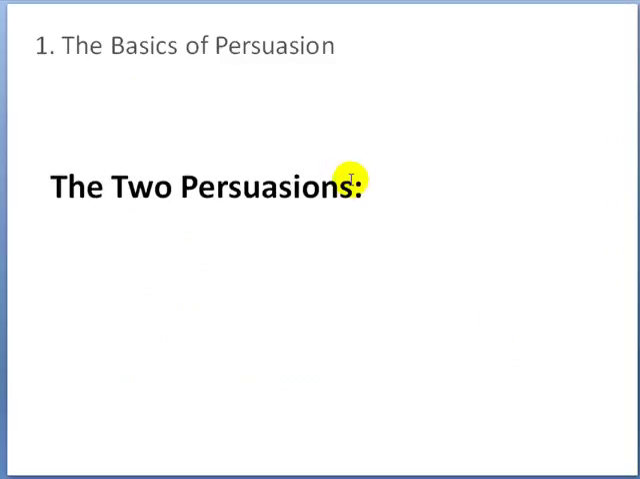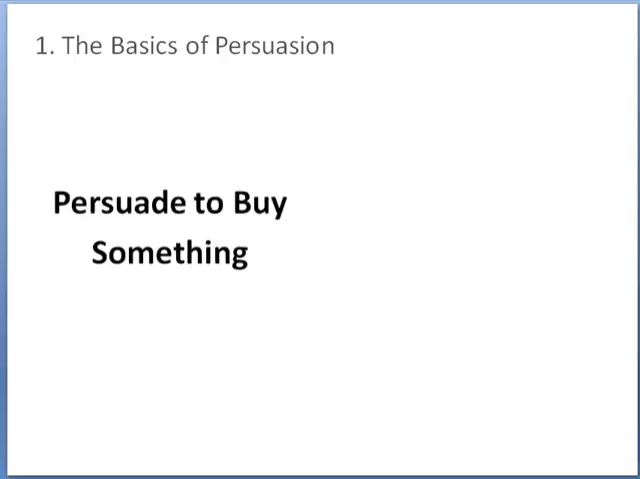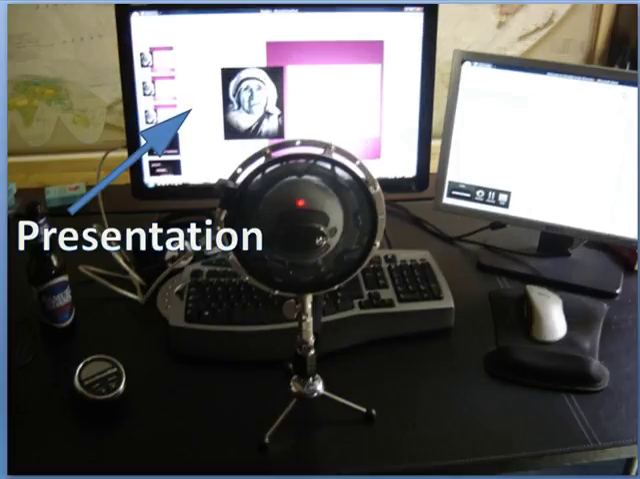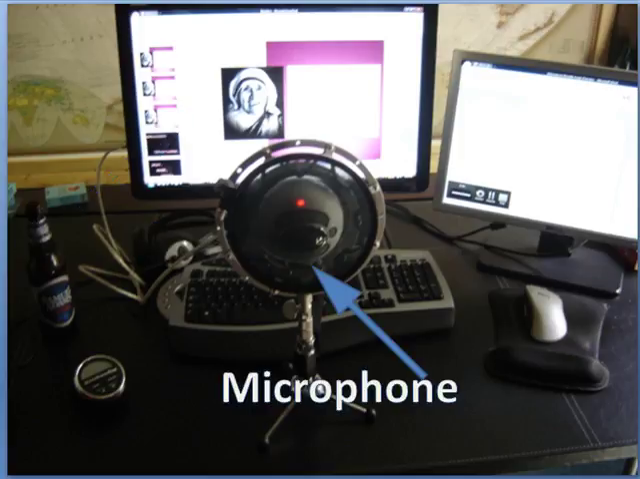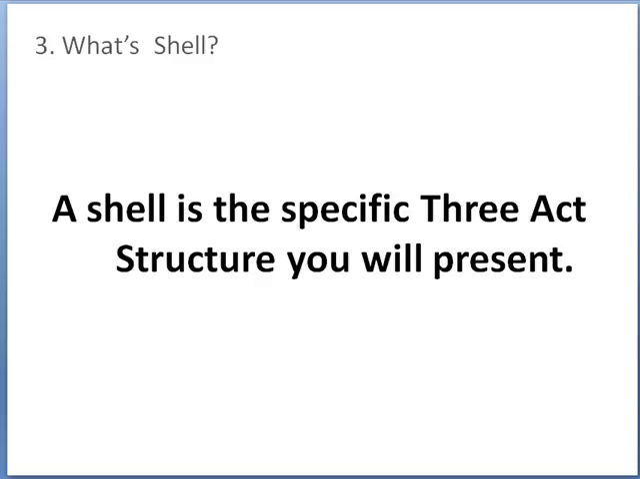In this presentation, you've already learned the 2 types of persuasion, which are we persuade others to take action and we persuade other people to believe something. What is persuasion? We persuade people to buy something and we persuade people to know something. Let's look at the equipment. Once again, super quick and easy. All you need is center stage your show, your microphone, and right hand you've got your tack sheet and your controller.